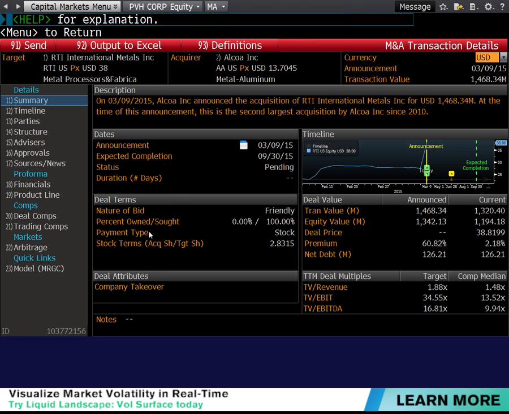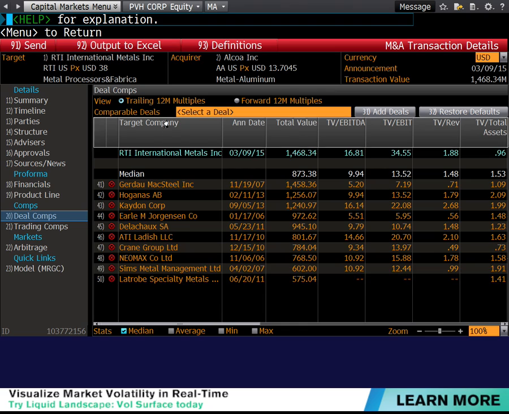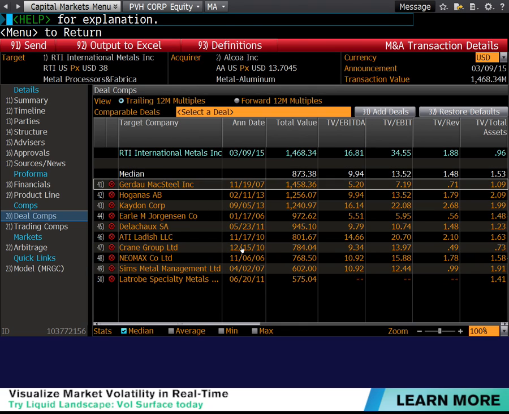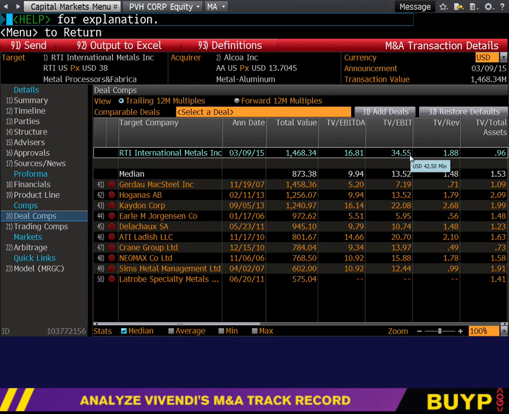So if I click on this deal, then here's all the information about the deal. And one of the things I can look at are the deal comps. So here are similar companies to this one that have been acquired, when they were acquired, and then here are their multiples. TV is total value, so total value or enterprise value to EBITDA, enterprise value to EBIT, enterprise value to sales, enterprise value to assets. So again, I have a precedent for the transactions that have been made. So these are used all the time in deal values.